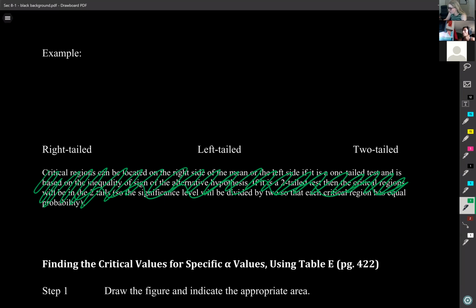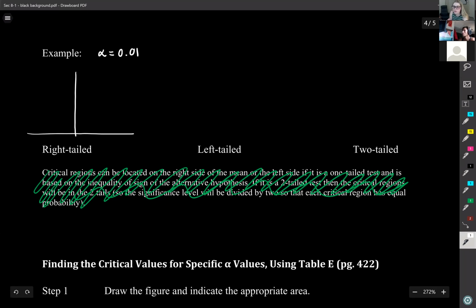All right, so for my first example, all of these I'm going to make alpha 0.01. Okay, so let's do the right-tailed one first. Surprise, surprise, I'm drawing a normal distribution. I think I've gotten better at these since I started teaching this class. Okay, so my critical region is going to have an area of 0.01, and that's because I chose a significance level of 0.01.